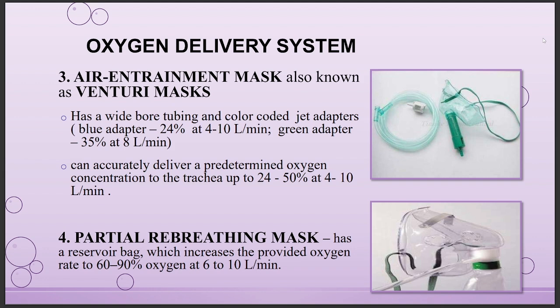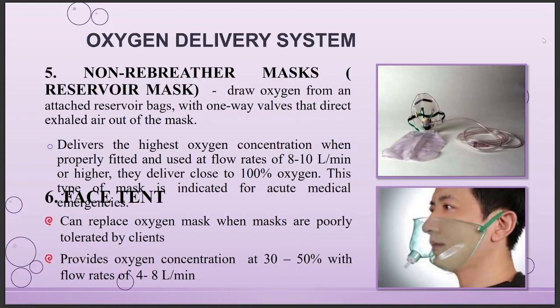Partial rebreathing mask. It has a reservoir bag which increases the provided oxygen concentration to 60 to 90% at a rate of 6 to 10 liters per minute. Non-rebreather mask draws oxygen from an attached reservoir bag with one-way valves that direct exhaled air out of the mask. Next is the face tent. It can replace an oxygen mask when masks are poorly tolerated by clients. It provides 30 to 50% oxygen concentration with a flow rate of 4 to 8 liters per minute.